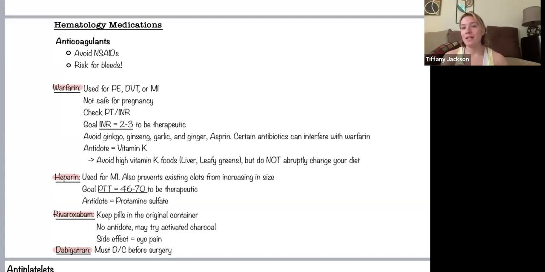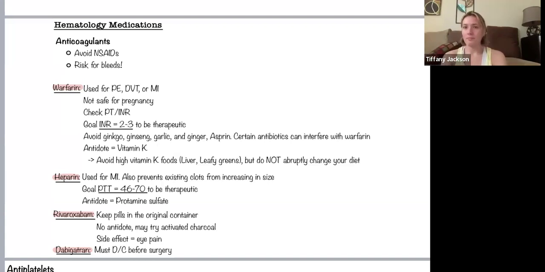With that being said, it's important that we avoid high vitamin K foods because that will negate and make warfarin ineffective. However, we don't want patients to abruptly change their diet. If they're used to having high vitamin K foods, that's what the body's naturally used to. So just remember, avoid high vitamin K foods, but we're not abruptly changing the diet.